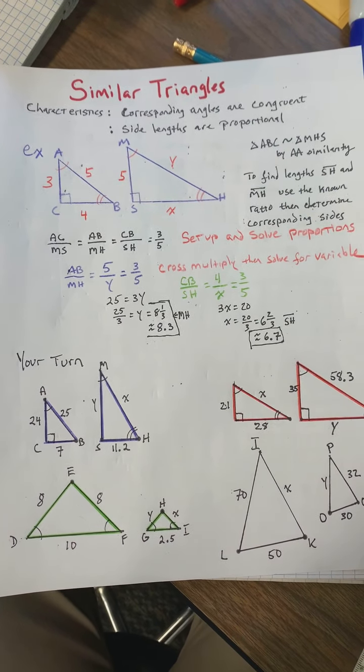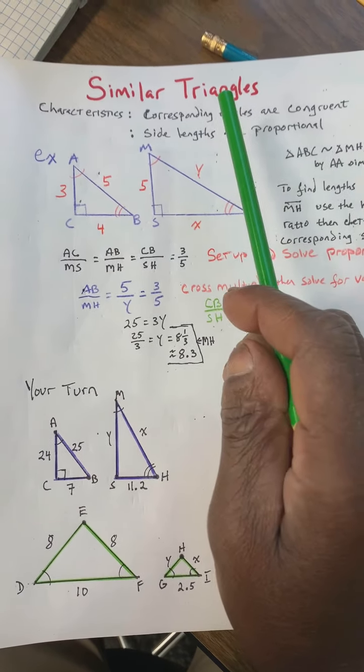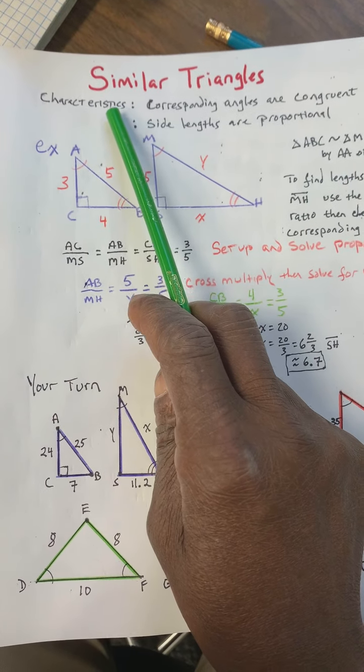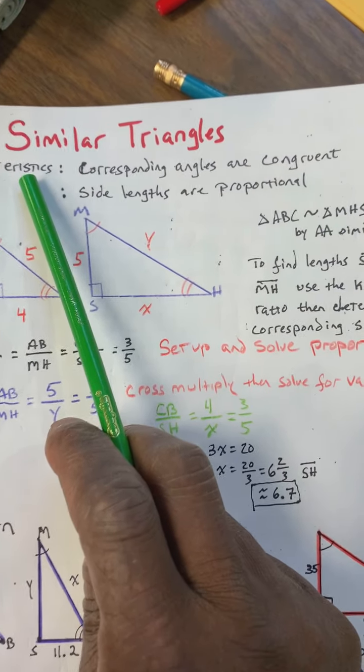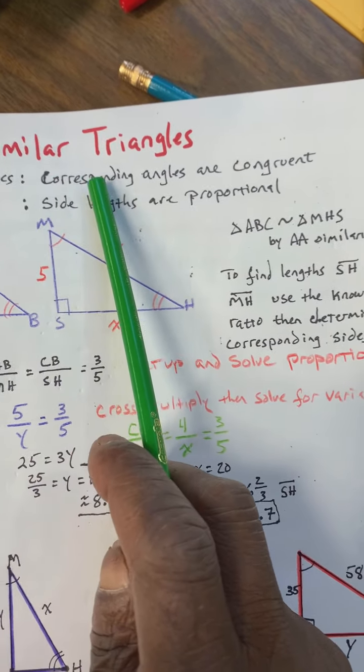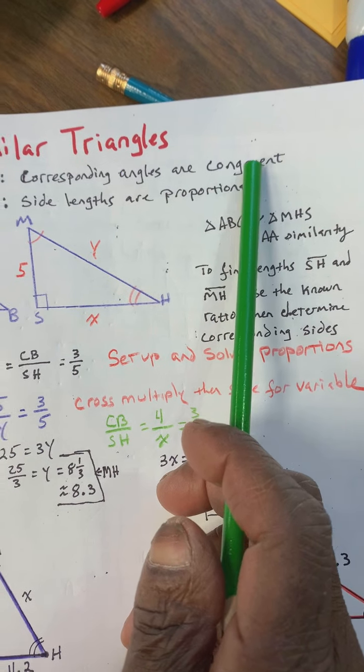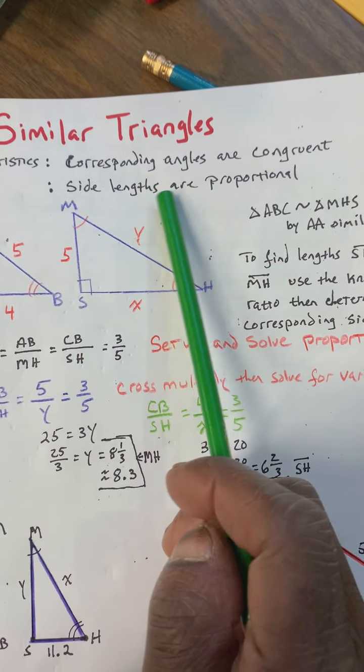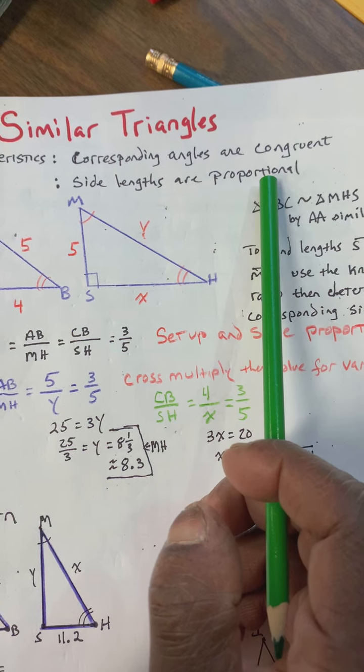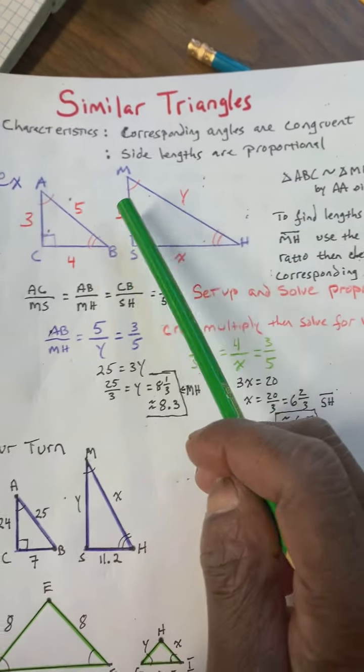Similar triangles, similar polygons, that's what we're doing in class right now. Okay, remember the characteristics of similar figures is that the corresponding angles are congruent and the corresponding side lengths are in proportion. They are proportional. Okay, so let's look at these two triangles.